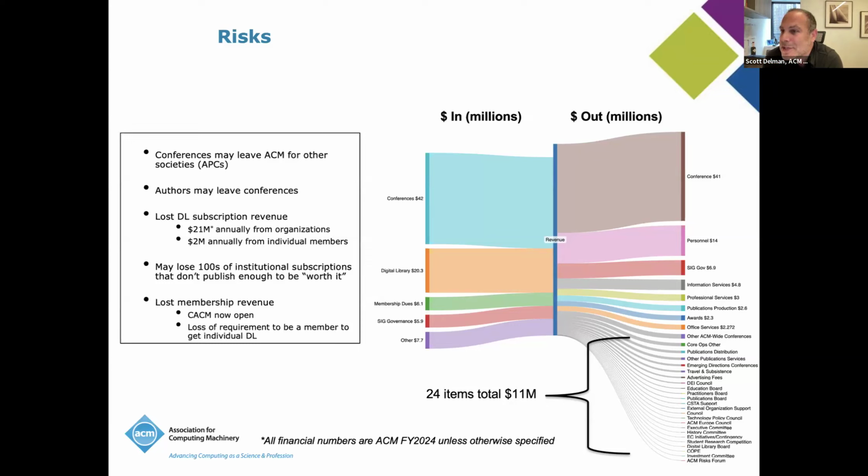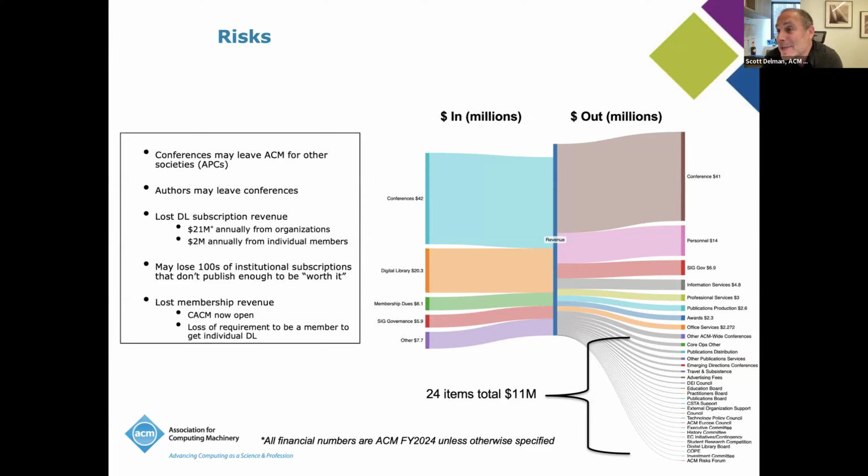And so some of those things are related to conferences, about 41 million out of ACM's about 80 million, I think, is the total top line income for all of ACM, out of which this 27 million in publishing comes from. 41 comes from conferences, expenses and income. Personnel, SIG governance is $6.9 million. Awards, 2.3 million. You can look down this very long tail of items.